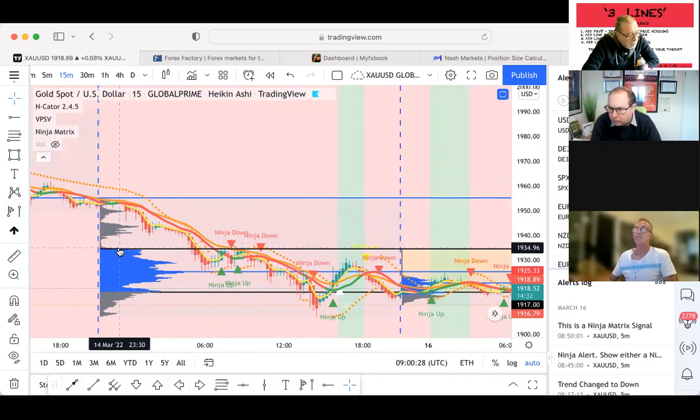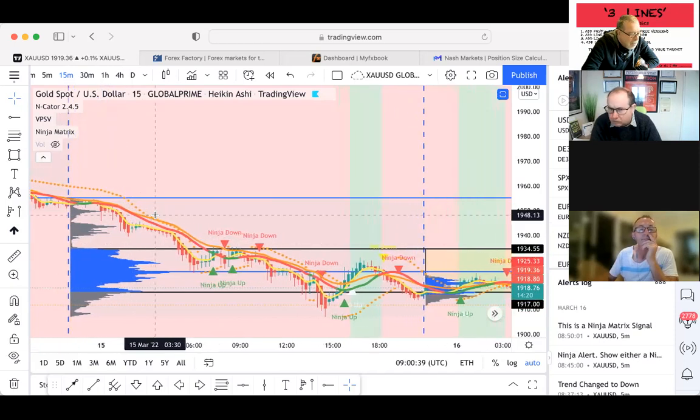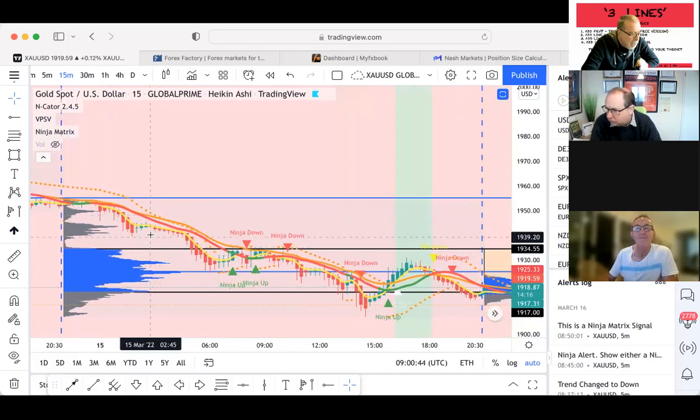Look at what's happened once you get to the top of this value area high. There is almost no volume whatsoever in that area there. I'm going to steal one of Paul's phrases here. This is an area of imbalance. And we can check that because we can look at the candles.